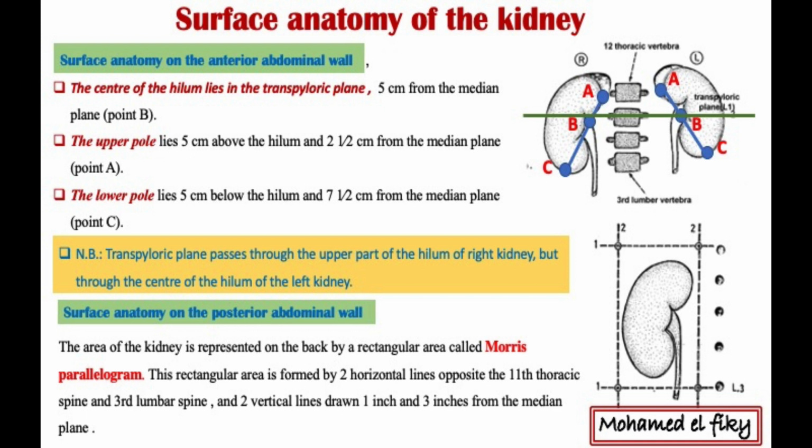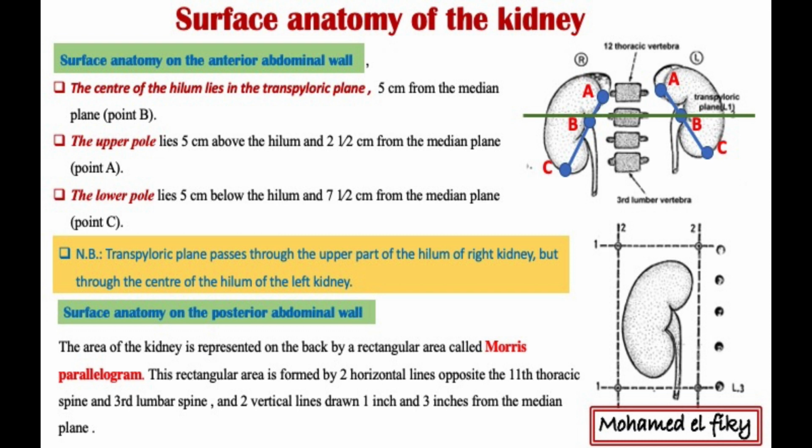Surface anatomy of the kidney. This is the anterior surface anatomy of the kidney, by this oblique line between points A, B, and C. Point A at the upper pole, point B at the hilum, point C at the lower pole of the kidney. We begin with point B, in the transpyloric plane, about 5 centimeters from the median plane.